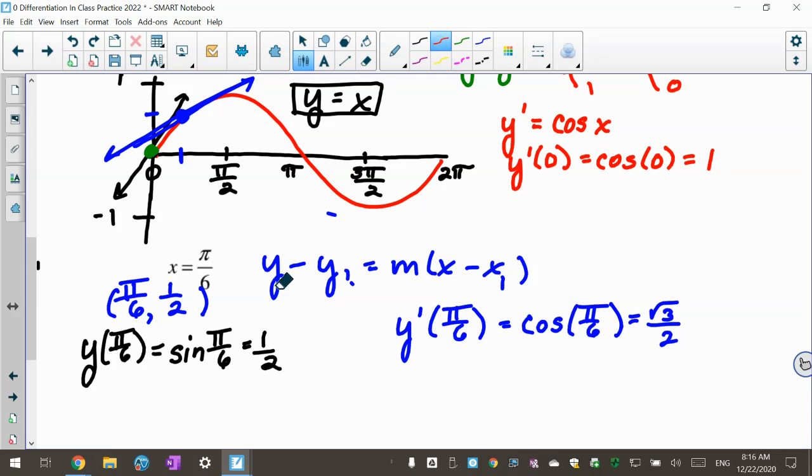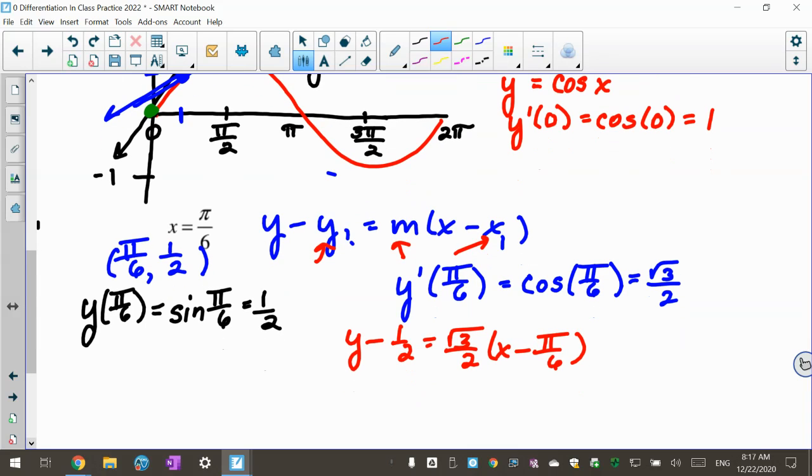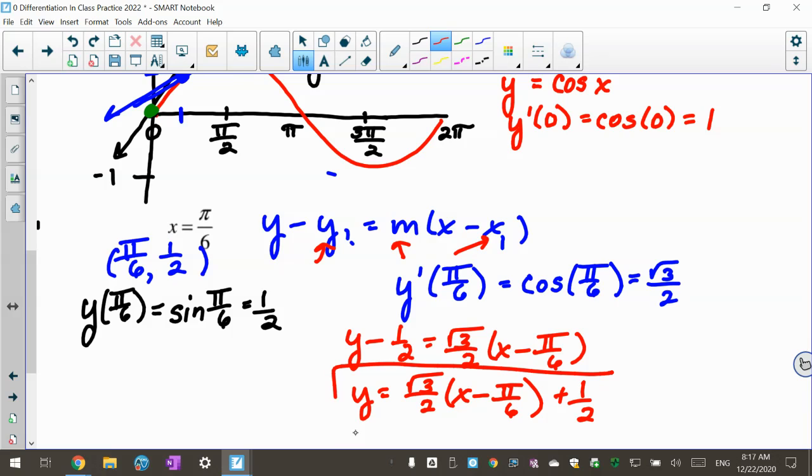So now we're going to throw the point here and here, and we're going to throw radical 3 over 2 in here. So I've got y minus a half equals radical 3 over 2, x minus pi over 6. You're like, wow, radicals and pi and fractions all in one. So I'm going to move this over and say y equals radical 3 over 2, x minus pi over 6, plus 1/2. I'm just going to add the 1/2 on the other side, and that would be perfectly fine. So that's going to be the equation of the tangent line that's in blue up here.